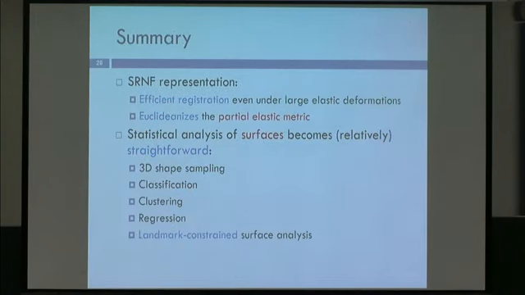Okay, so just to summarize, this SRNF gives you very efficient registration, even under quite large deformations, and it Euclideanizes this Riemannian metric that we can use to perform all the analyses that we need. As a result, statistical analysis of surfaces becomes relatively straightforward, in the same way that for curves the SRVF simplifies things. So we can do all the usual things with surfaces in a way that is more tractable than it was before. One thing I'd like to mention, though I won't have time to describe it, is that we can also put landmarks on these surfaces and then constrain the deformations to match these landmarks, which is a useful thing to be able to do for many applications.